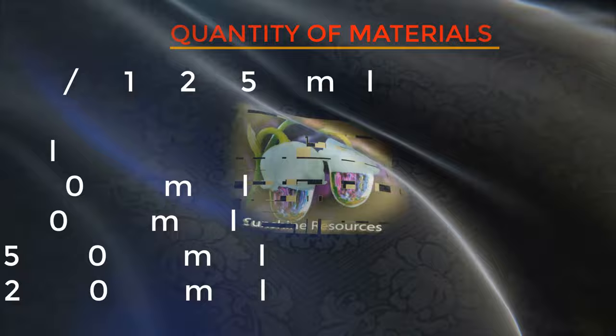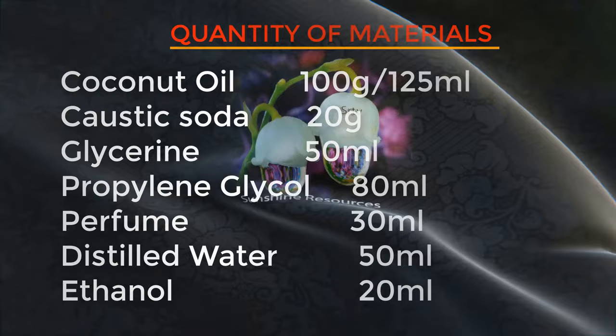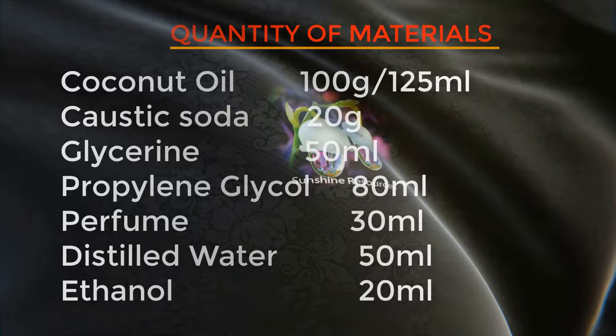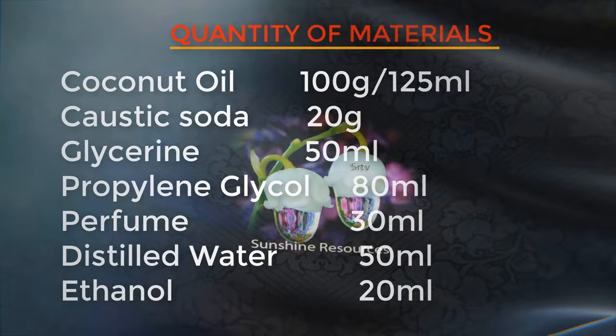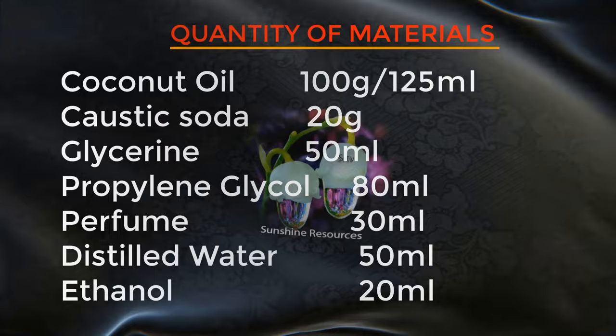Coconut oil, 100 gram, which is 125 ml. Caustic soda, 20 gram. Glycerin, 50 ml. Propylene glycol, 80 ml. Perfume, 30 ml. Distilled water, 50 ml. And ethanol, 20 ml.